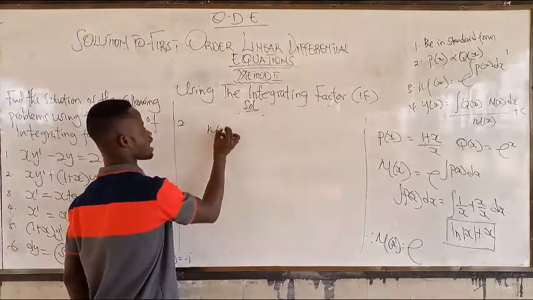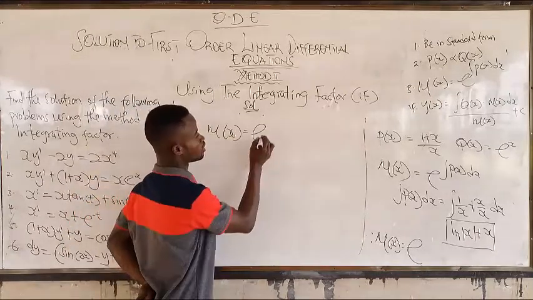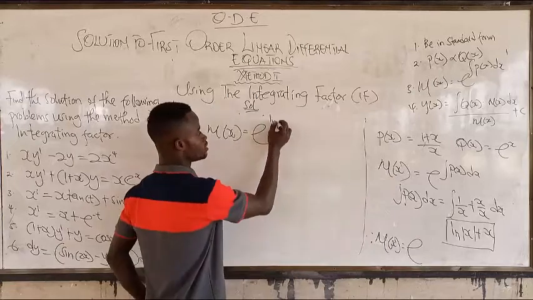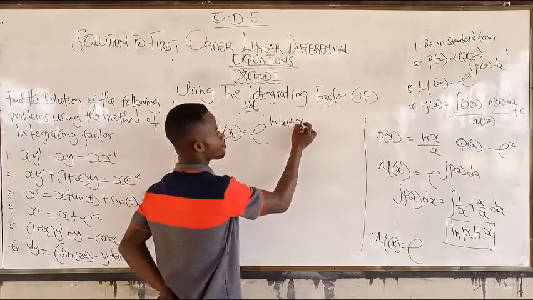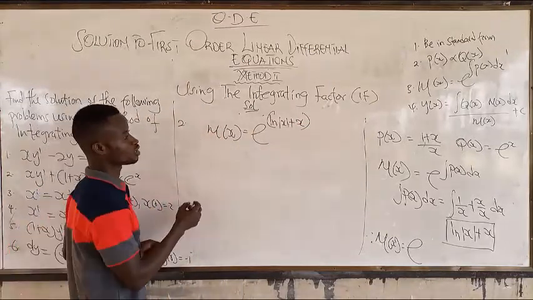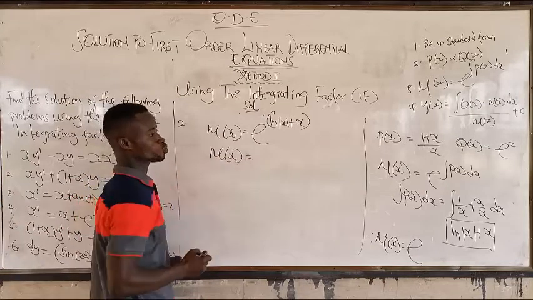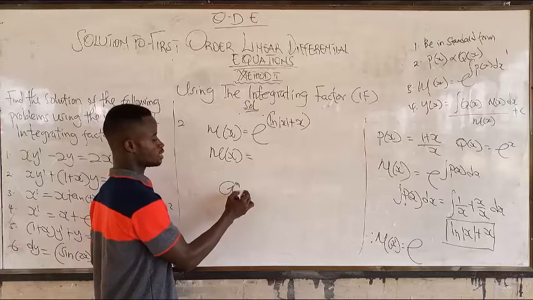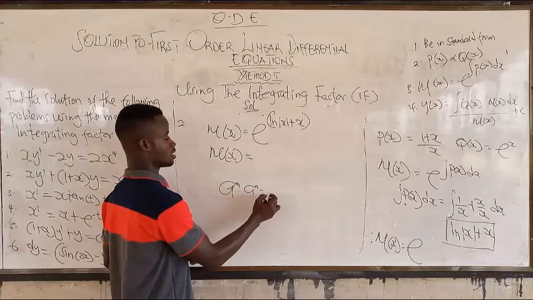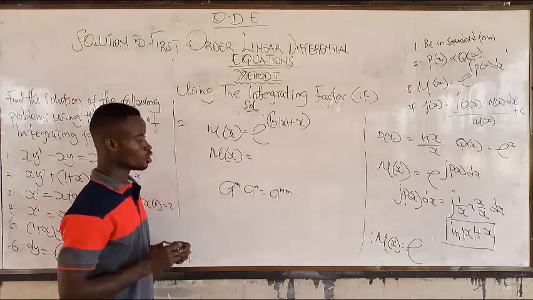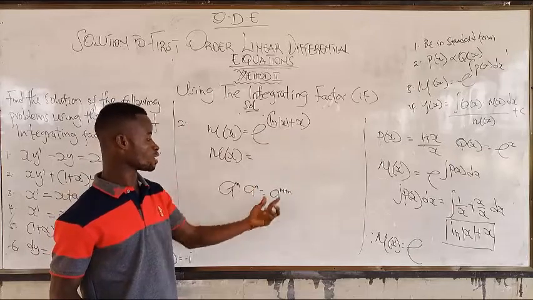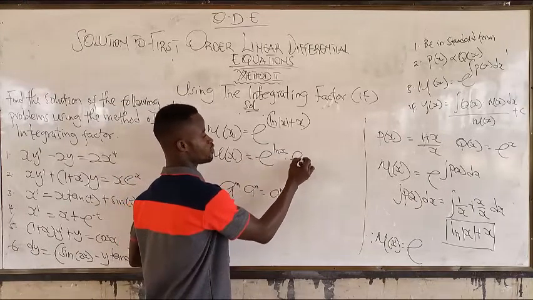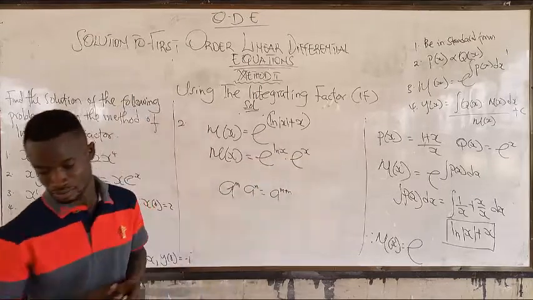Alright, so the integrating factor is going to be e raised to the power ln x plus x, because we have the whole of this as the exponent. I hope you can see that. Very good. Here you need to do small algebra. Don't forget that in indices, a raised to the power m times a raised to the power n is the same as a raised to the power m plus n. So we get e raised to the power ln x times e raised to the power x. This is the same as this. Very good.